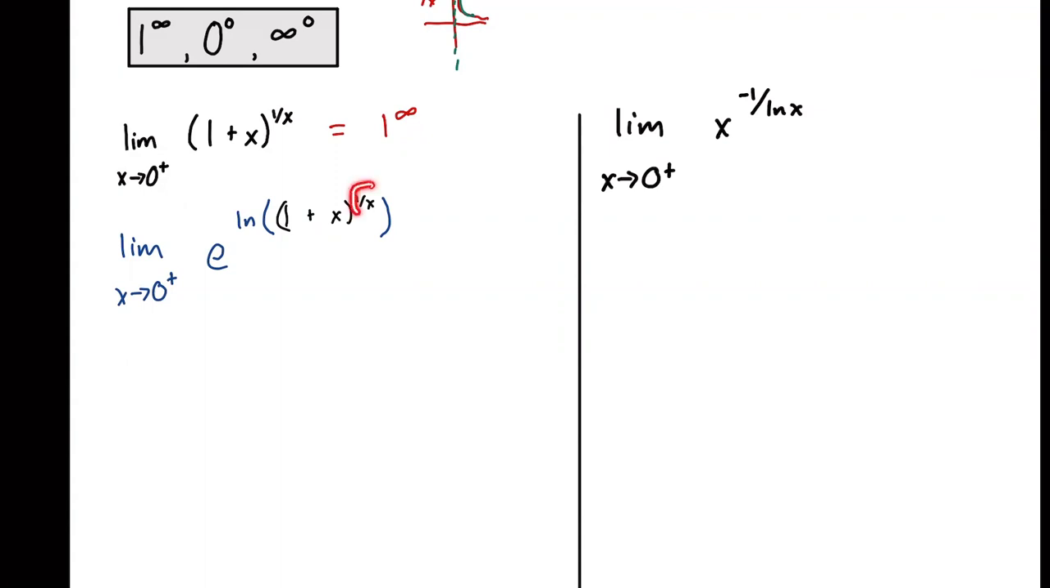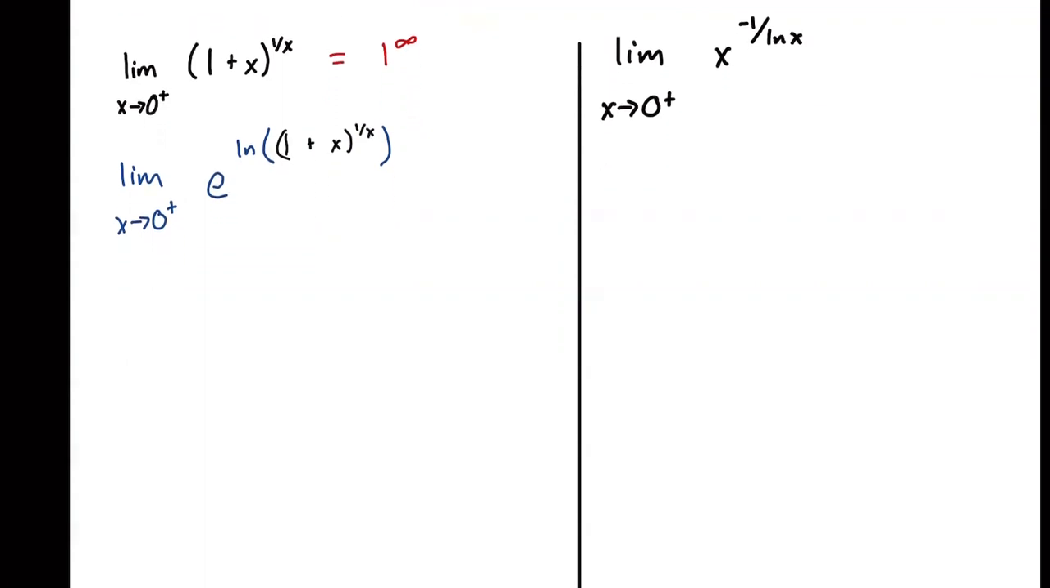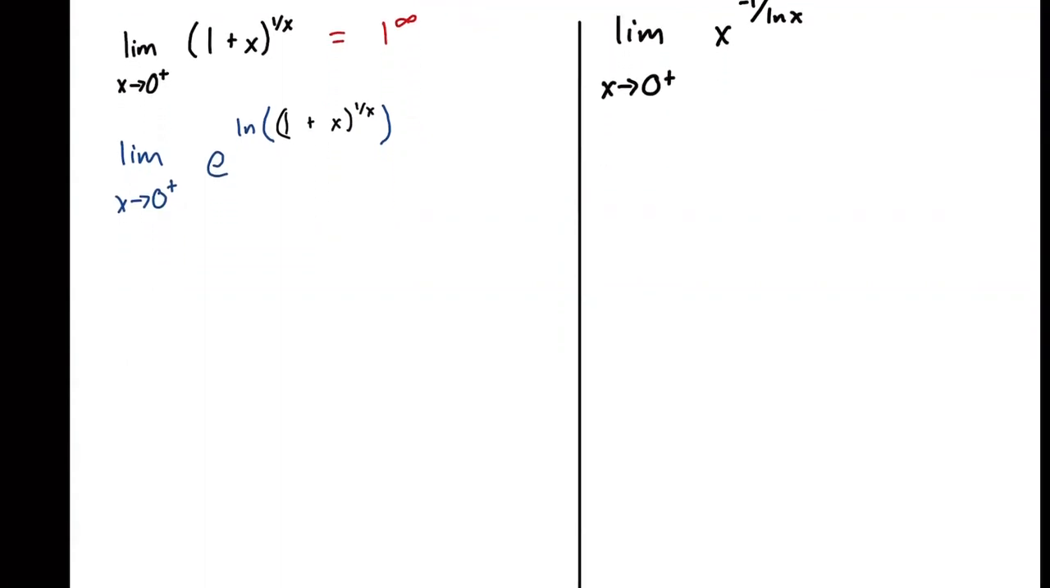So what this is going to allow us to do is to use the power rule to bring the 1 over x in front of the ln. Actually, I'm going to explain this two ways. I'm going to simplify this a little bit first. I just want to simplify the problem like so.